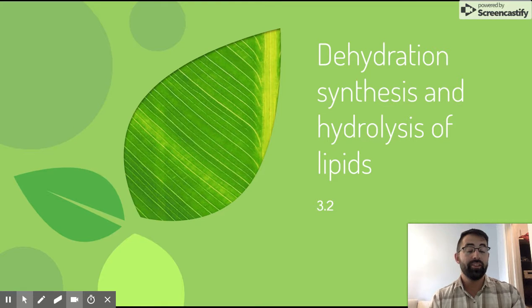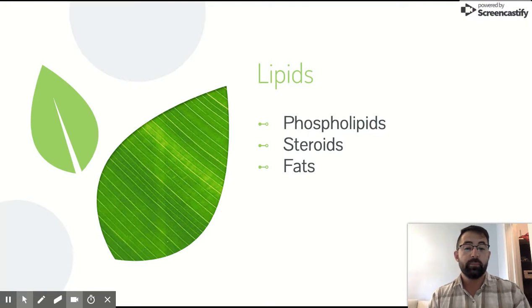So let's revisit dehydration synthesis and hydrolysis and talk about lipids. Lipids come in three main categories: phospholipids, which are used in membranes; steroids, which is what our hormones are built out of, including testosterone, estrogen, androgen. All these different hormones are based on lipids; and fats. We're going to focus on fats for this purpose because those are the ones we most often need to build up and break down.